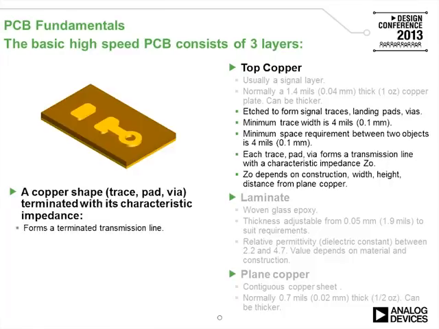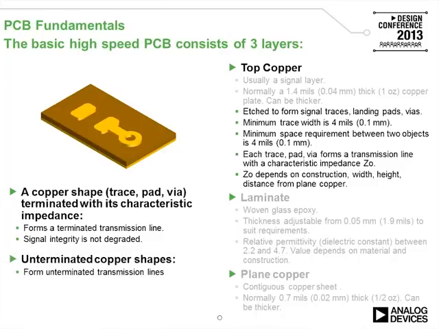Okay, a copper trace, whether it's an actual trace or a pad or a via or a combination, terminated with its characteristic impedance, forms a terminated transmission line. There are advantages to terminated transmission lines. Signal integrity is not degraded. Unterminated copper shapes form unterminated transmission lines. Unterminated transmission lines have capacitance and inductance, and they degrade signal integrity.